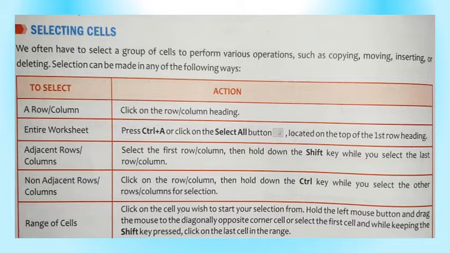Range of cells. Click on the cell from which you want to start selecting. Hold the left mouse button and drag the mouse to the diagonally opposite corner cell. Or select the first cell and keep the Shift key pressed. Click on the last cell in the range. By doing these actions, you can easily select your cells.